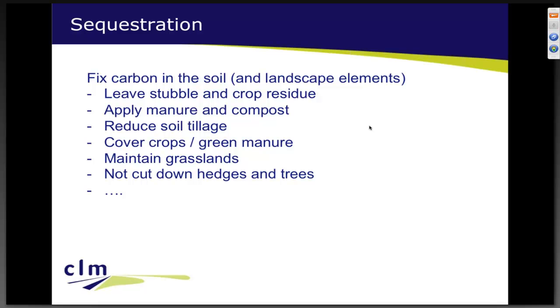Because what they could do is leave stubble and crop residue on the land, apply manure and compost, so adding organic material to the soil, reduce soil tillage, that slows down the breaking down of organic materials. Leave cover crops and green manure, again adding organics. Maintain grassland, one of the easiest and best ways of reducing emissions, and not cutting down whatever wood is still standing there, as examples of how you could help fix carbon.